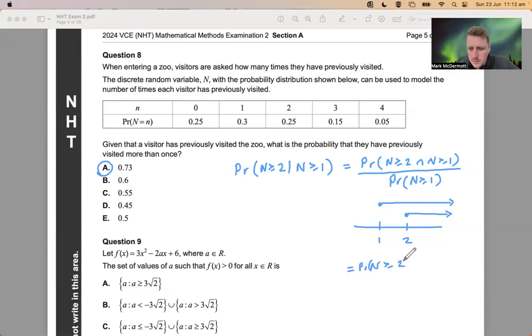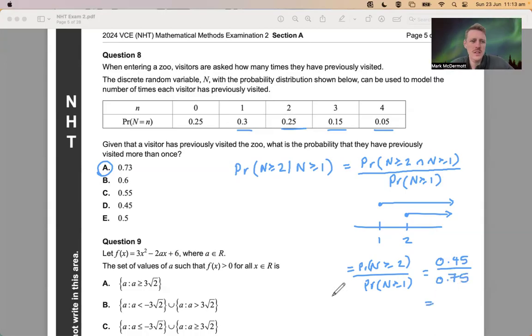The probability that n is greater than or equal to 2, divided by the probability that n is greater than or equal to 1. What's the probability that n is greater than or equal to 2? Well, 0.25, 0.15, 0.05, adding them together. What's that? 0.4. So this is 0.45 on top, I think. Yes, that looks good. And then n greater than or equal to 1, we're just going to add this to the previous one, so it's going to be 0.75.